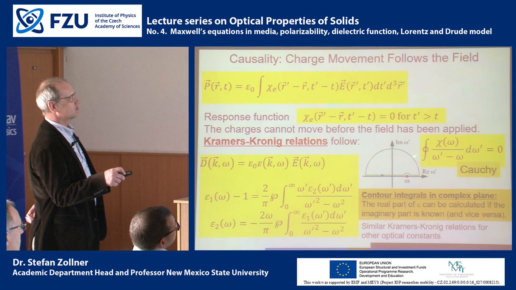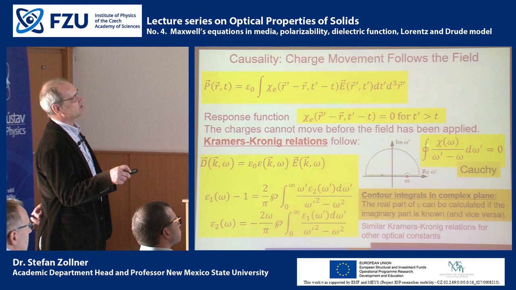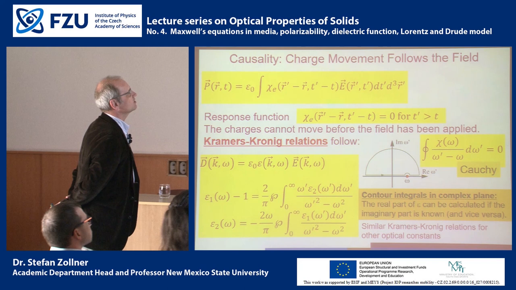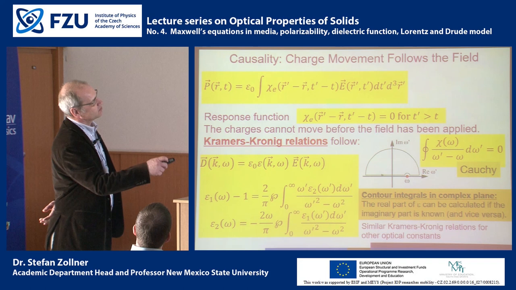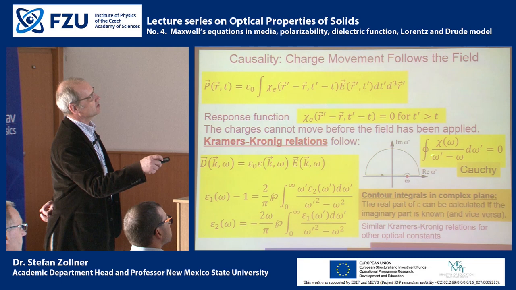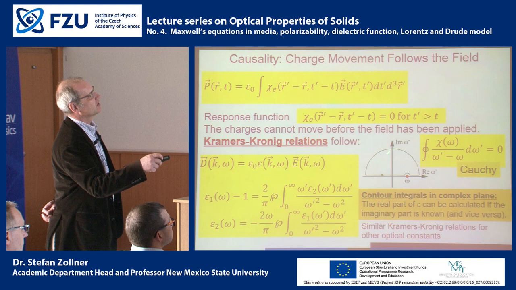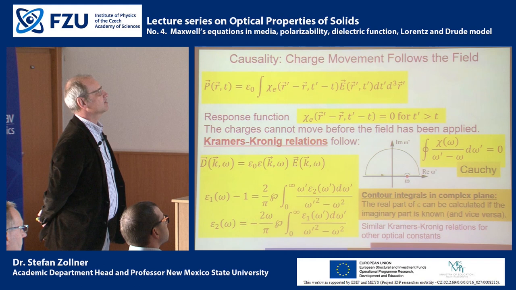But in the theory of complex functions, there is this Cauchy theorem. And the Cauchy theorem says that an integral is zero if there are no poles included in that path. I'm sorry, this is not the principal part. This is an integral in the complex plane over a closed loop. So that integral over the closed loop will be zero if no poles are enclosed in this loop. And you can apply this Cauchy theorem to contour integrals in the real part in the complex plane.